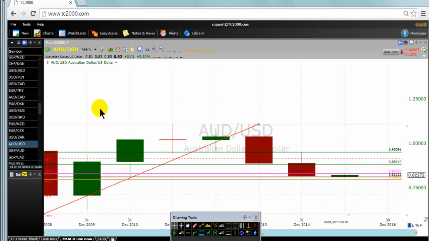So let's continue. How do we count Elliott wave on a 30-minute chart? As I said to you, I'm going to go step by step. That is why I did not reply to the email straight away.